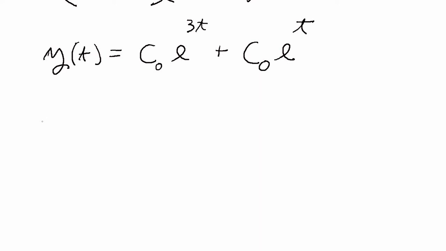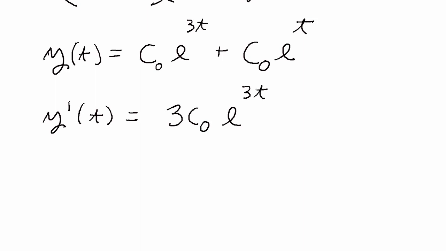So y prime of t is 3c0 e to the 3t plus c1 e to the t. Notice that I used the same constant here. That's not a good thing, so let me fix that. This 0 should be a 1 to indicate it's a different constant.